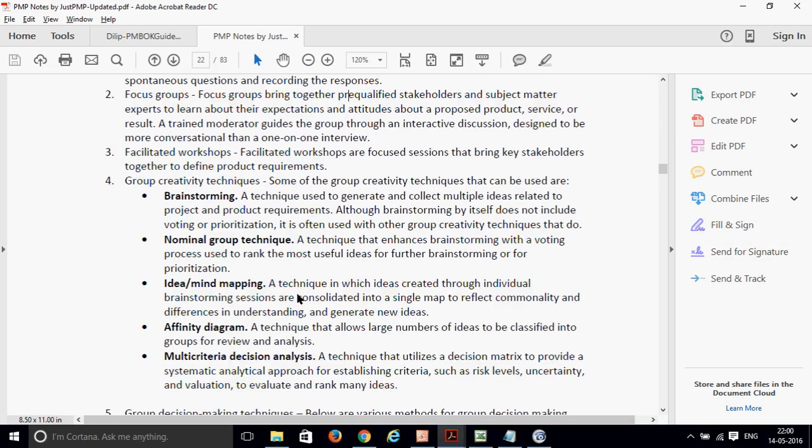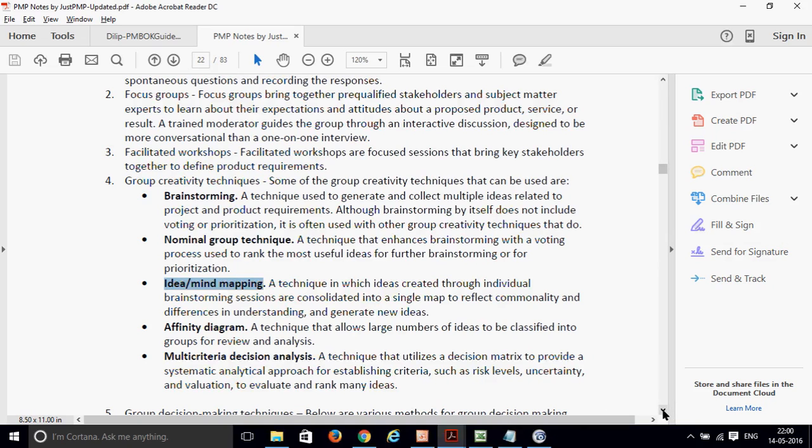So what you're going to do here is again a type of brainstorming, but individually you discuss with them and note down their views and ideas. After you've taken these different ideas from those people, put them on the map and see on which ideas they have similar views and on which they have differences. Then you can plan accordingly. That's called idea and mind mapping.